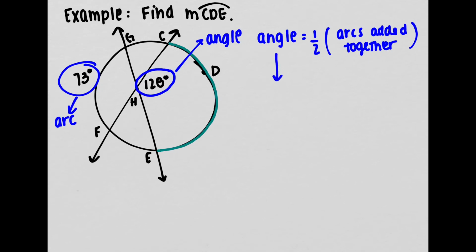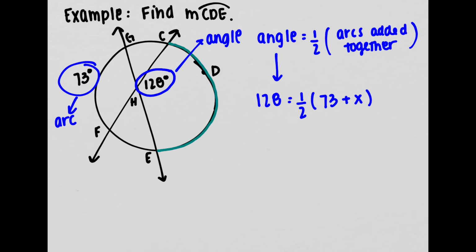So now I'm going to plug in what I know. Instead of angle, I can actually use a number here. So I have 128 degrees. It's equal to 1/2 of, one of my arcs is 73 plus my second arc is the one that I don't know. That's the one I'm finding. So I'm going to just call it X.